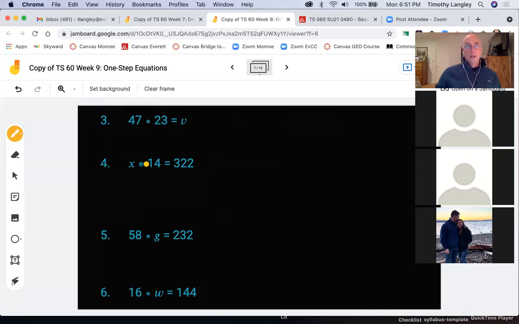And again, teacher said to do the opposite operation on this side of the equation. The operation that is currently there is times. What's the opposite? Division. I'm going to divide this side by 14. That's what the little fraction thing means here. It's like divided by. Divide the other side by 14, and that leaves me with x equals 322 divided by 14, which is 23. Okay.